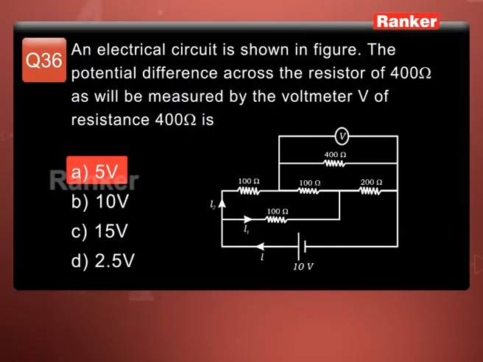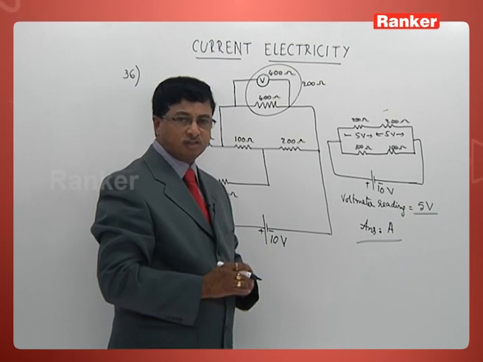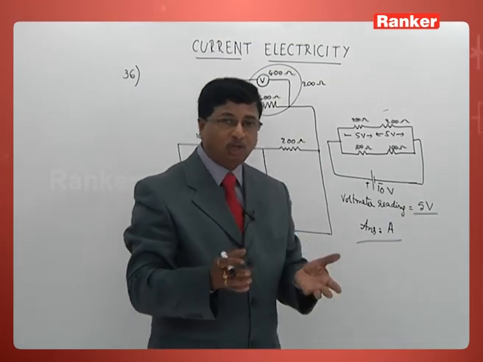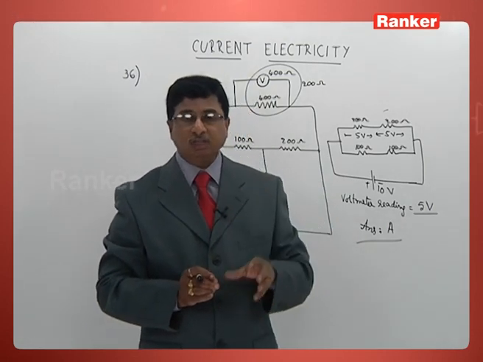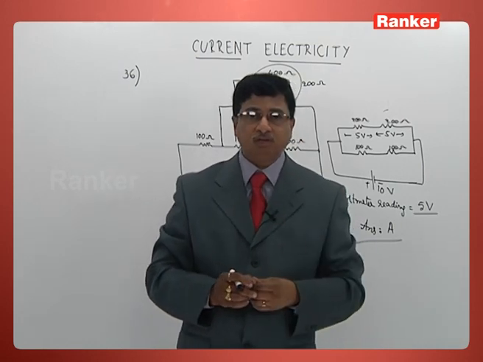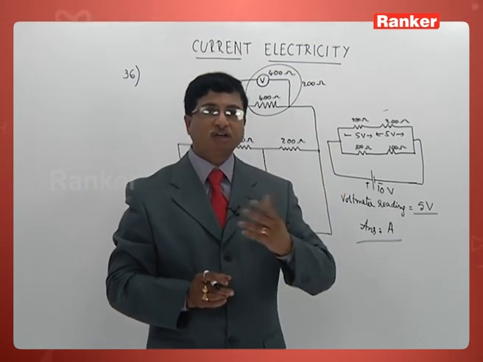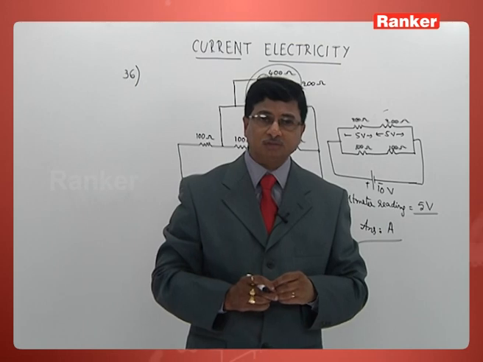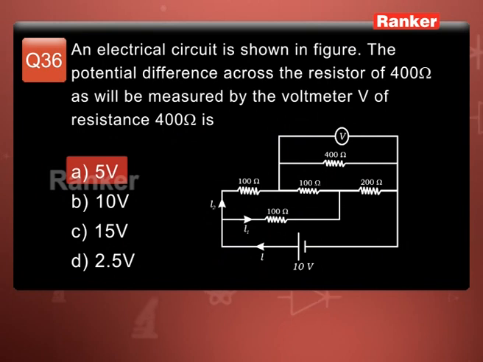Therefore, we can directly write the answer for this one as A. The only thing you should understand from this type of construction is the clue. What is the clue in this particular case? This construction is a replica of the Wheatstone bridge. If you can identify that, it would be very simple and easy to analyze the value being asked for. So this is problem number 36, of which the correct answer is 5 volt, which tallies with the first option.